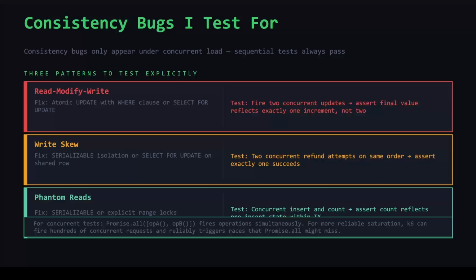Phantom reads: a transaction re-executes a range query and finds rows that didn't exist at the start. The fix: serializable or explicit range locks. The test: have a concurrent insert and count. Assert the count reflects the pre-insert state within the transaction. For concurrent tests, use a Promise.all that fires both operations simultaneously. For more reliable saturation, k6 can fire hundreds of concurrent requests against a specific endpoint, reliably triggering race conditions that Promise.all might miss. Run these against the real Supabase database, not a mock.